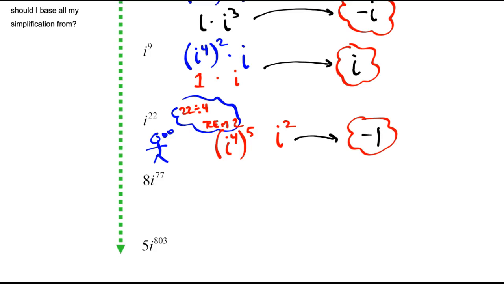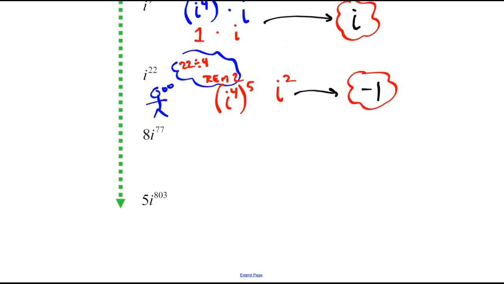Now you might have a number out in front. This is kind of what Kate was talking about. If you have 8i to the 77th, well, how many 4's go into 77? Well, 4 times 20 is 80, and if I go back, that's 76. So that would be 19, I believe. So 19, remainder 3.